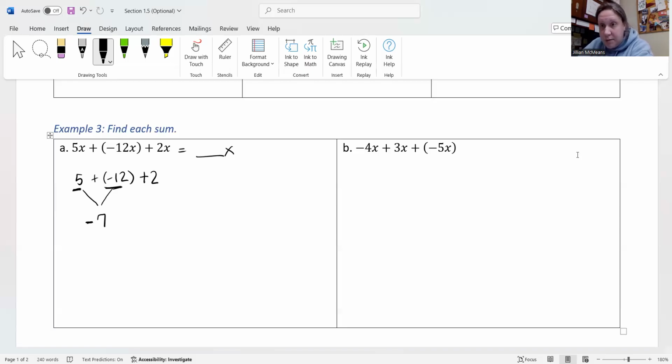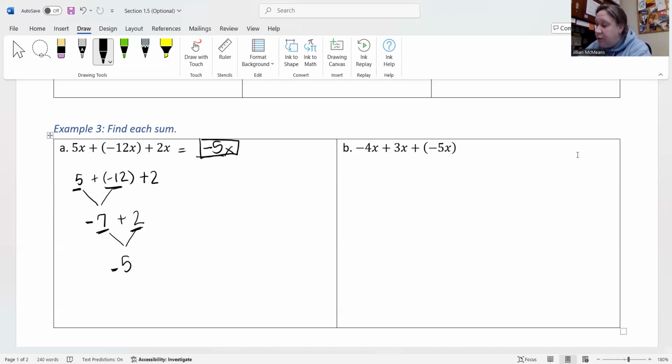And then I just want to drop down the next number in line, which is 2. So again, I'm adding two numbers with different signs. That means I subtract. So 7 minus 2 is 5. But again, do I have more negatives or more positives? Here I have 7 negatives, but I only have 2 positives. Since I have more negatives, my final answer is going to be negative. So this is negative 5x. Just don't forget that x at the end.